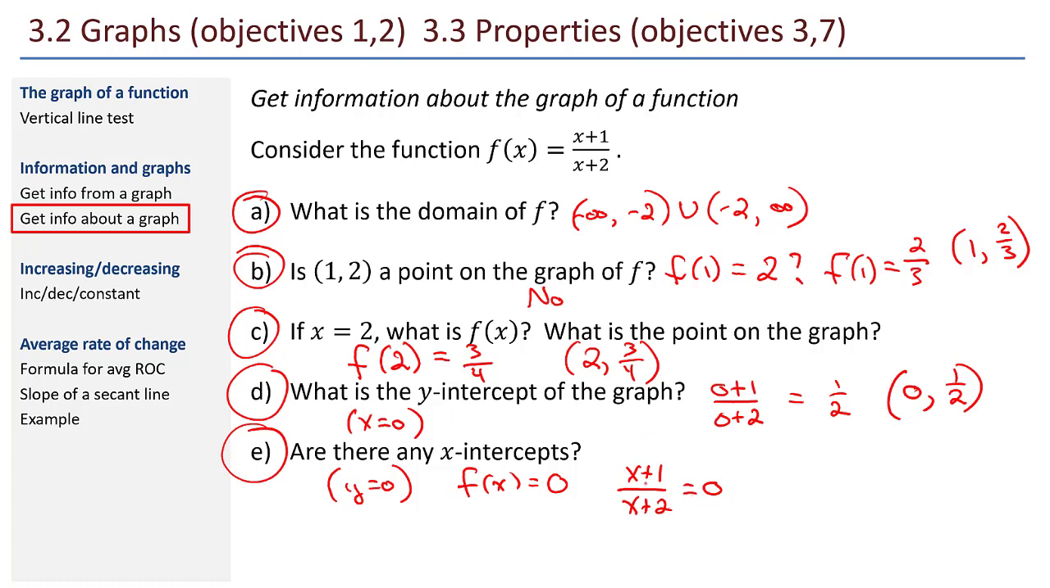Oh, I could multiply both sides by x plus 2. And if I do that, all I end up with is x plus 1 equals 0. Oh, subtract 1 from both sides. x equals negative 1. And that makes sense because originally, looking back at my function, if I were to plug in a negative 1, that numerator becomes 0 and the whole function becomes 0. So x-intercept at the point, negative 1, 0.